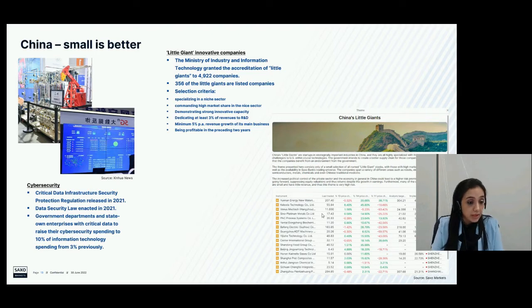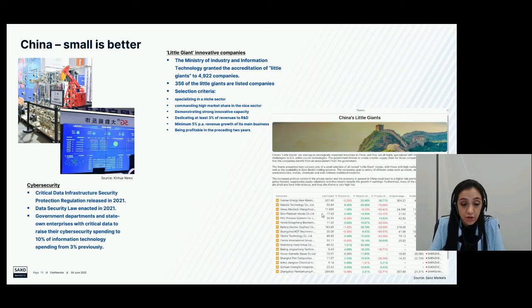The other key theme is cybersecurity. They also have a lot of focus on data security. That's pretty clear from the kind of regulations that they've had in the tech sector in the past. And now they are trying to support companies that build software to enable this data security, or to prevent hacking and stuff like that. So again, cybersecurity is probably a key sector to consider when it comes to China.